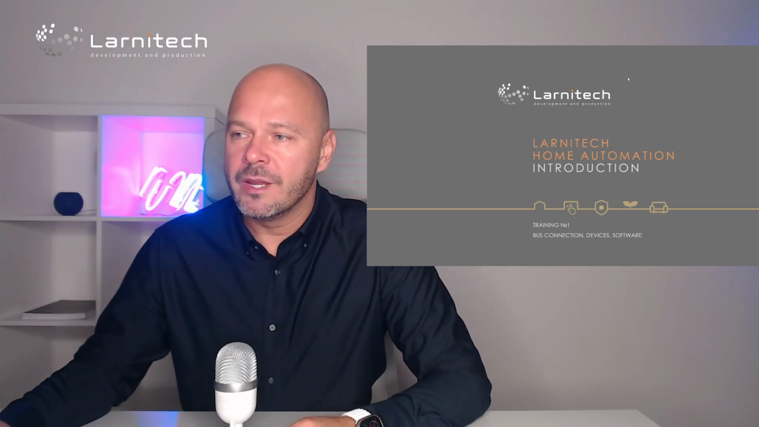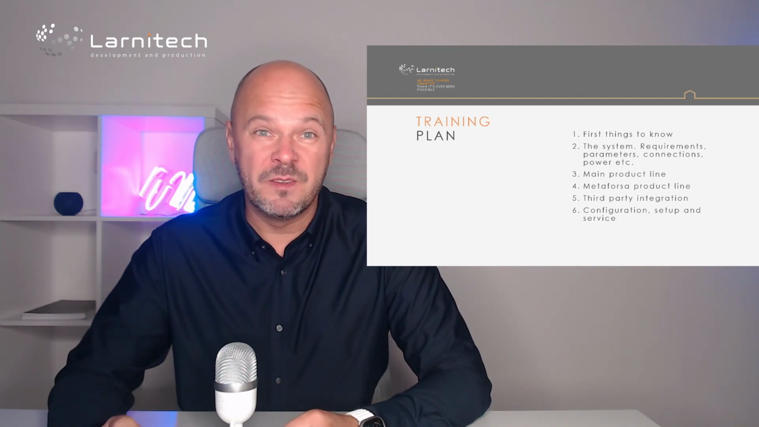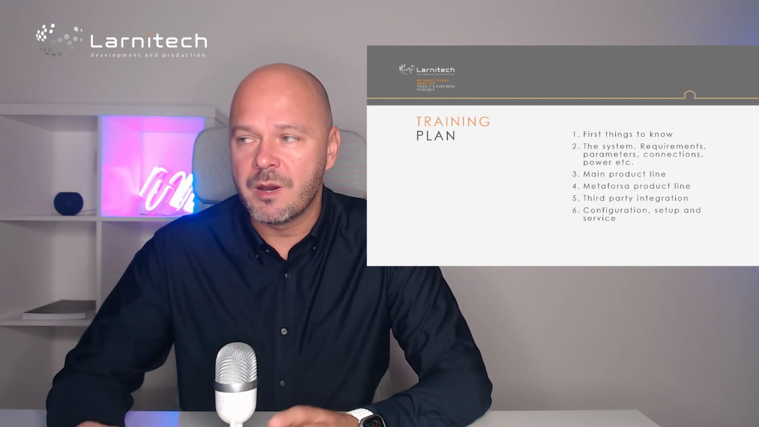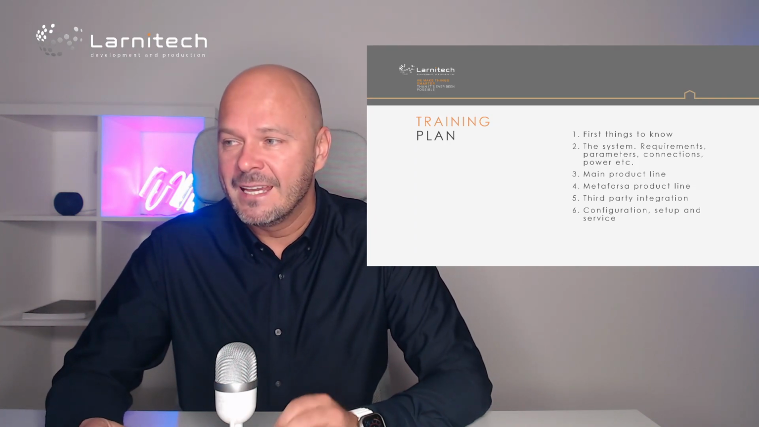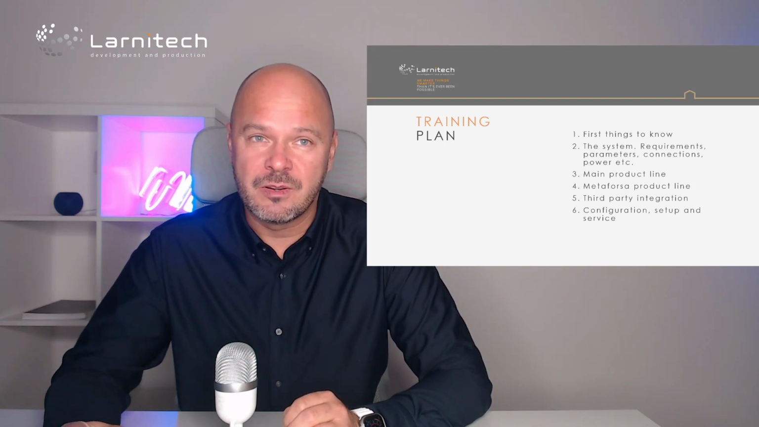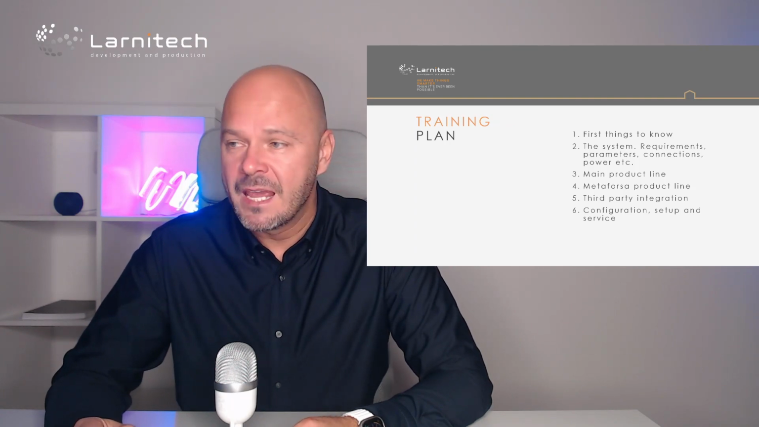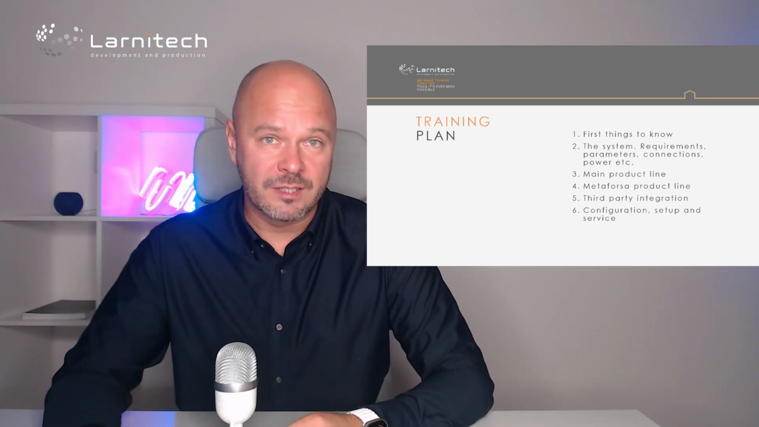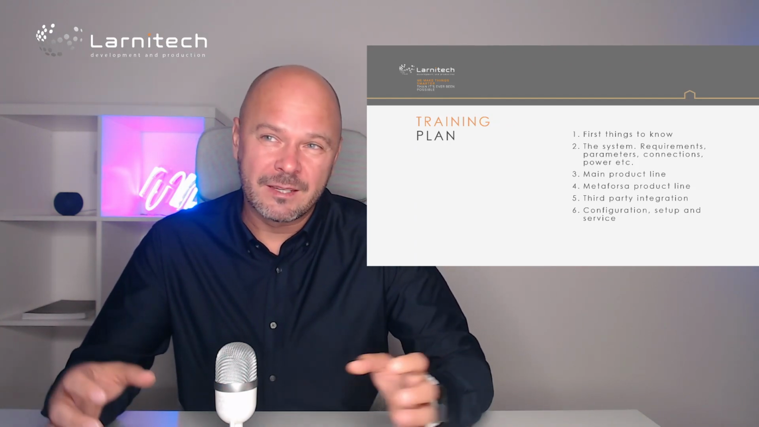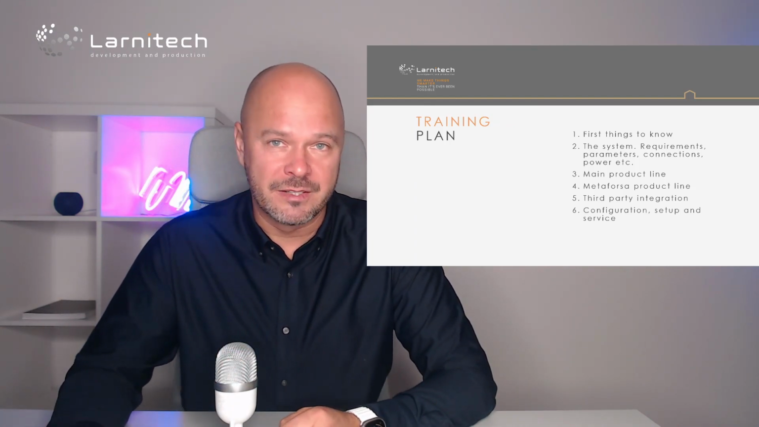What kind of plan do we have? First part is about main things to know before you start, and then we talk about the system, what kind of requirements, what kind of power do we use, connections and so on. And then the main product line, we talk about each device, what kind of parameters does it have and how do we use it. And then we talk about Metaforsa product line, which is actually the part of the main product line, but something like many devices in one. So that is why it is a little bit apart.